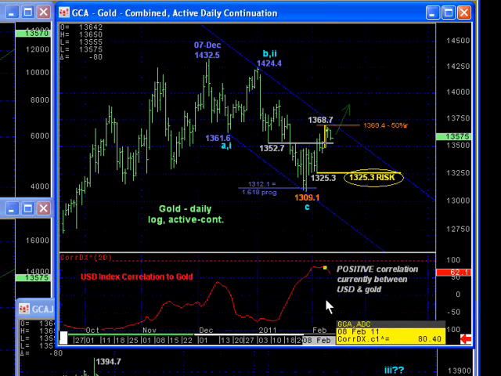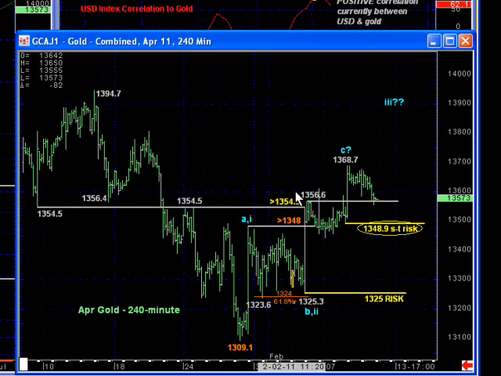And given our increasingly constructive view on the U.S. dollar index, we've got to be very watchful for this relationship to return to its more historic norms of that being an inverse relationship between gold and the U.S. dollar. So in sum, a cautiously bullish policy remains advised for the gold market.